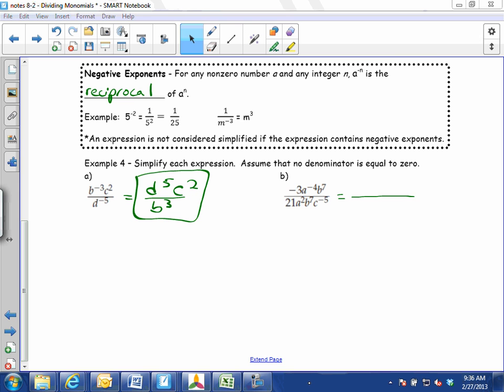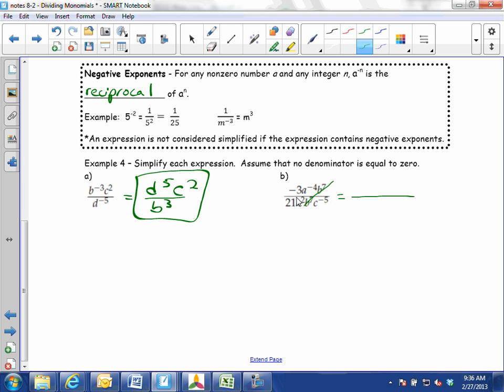So the B's have the same exponents. Oh, there's the door. Alright, so the B's cancel out, right? B to the 7 over B to the 7 is gone.